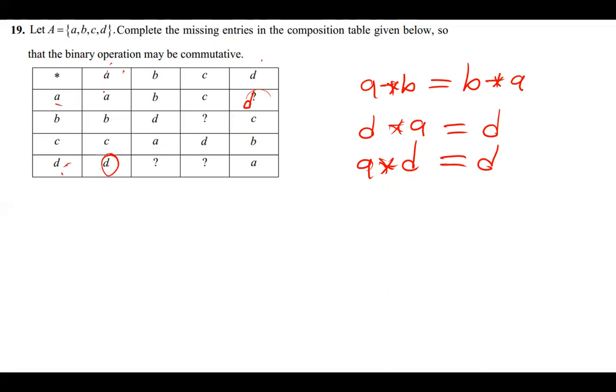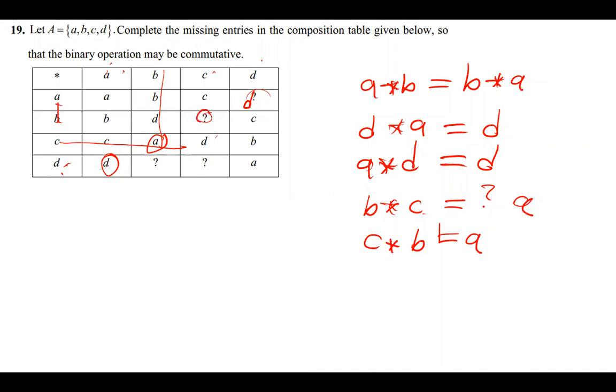Same applies to this other part. We've been told to find B star C, and we don't have B star C. Let us also find C star B. C star B, they are meeting here, and C star B is A. So for this to be commutative, B star C should also be A. So what we are supposed to put here is A.